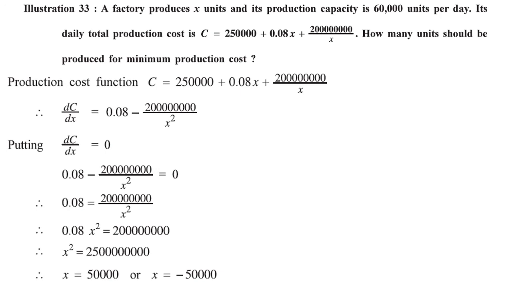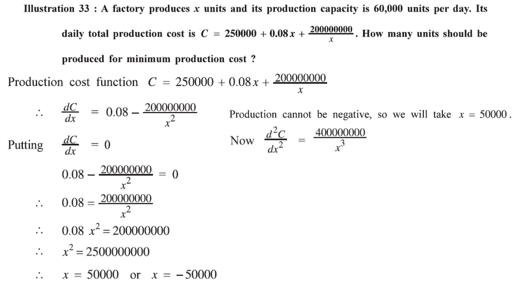So right now x square is a positive answer. So when we find its root, it can be positive, it can be negative. There is no reason that it should be positive or should be negative, but because it is a production, it cannot be negative, so we will take x is equal to 50,000. So x is a production unit. Now production cannot be a negative value, so we will take x as not negative 50,000 but positive 50,000.